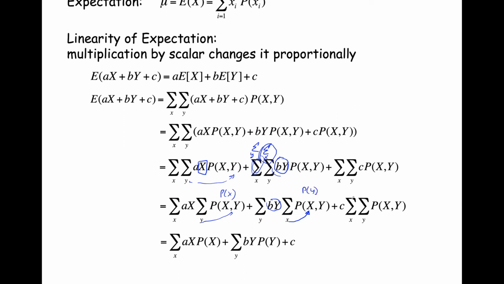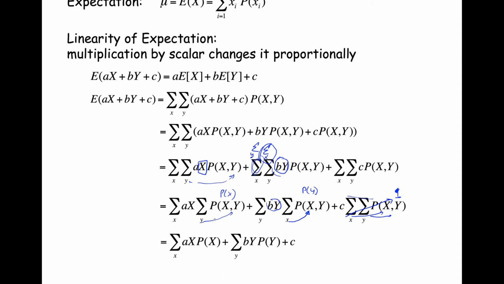And then lastly, if I look here, I'm summing for all the values of y, all the values of x, all the probabilities associated with my joint probability of xy, p of xy. Now, of course, the law of total probability tells me that this is 1, because every probability sums to 1 if you add up the probabilities of all the possibilities. So that's just c times 1.